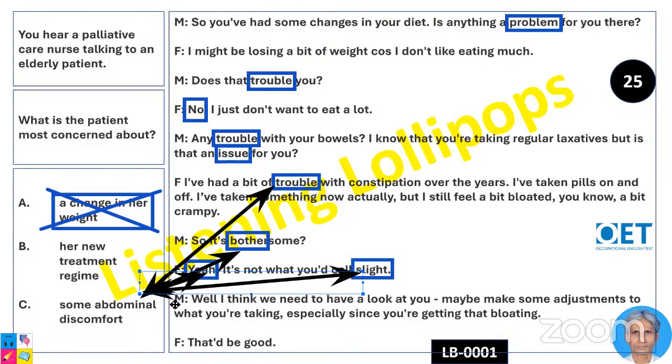Okay, but here, bloating sensation, that is for a long time. Some abdominal discomforts. Constipation, okay, bloating, right? You can see that. So be careful.